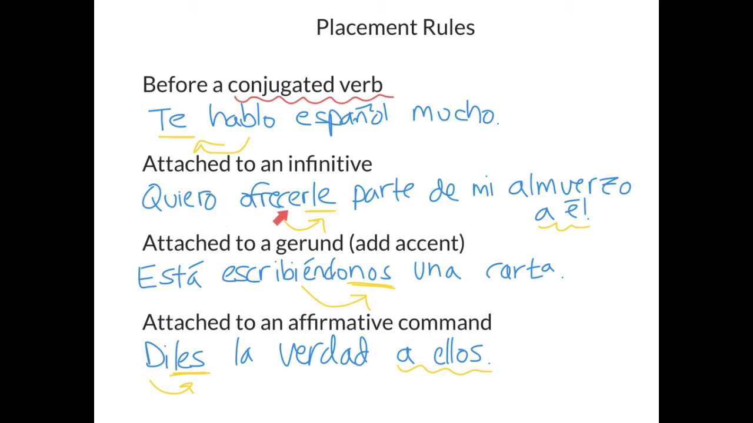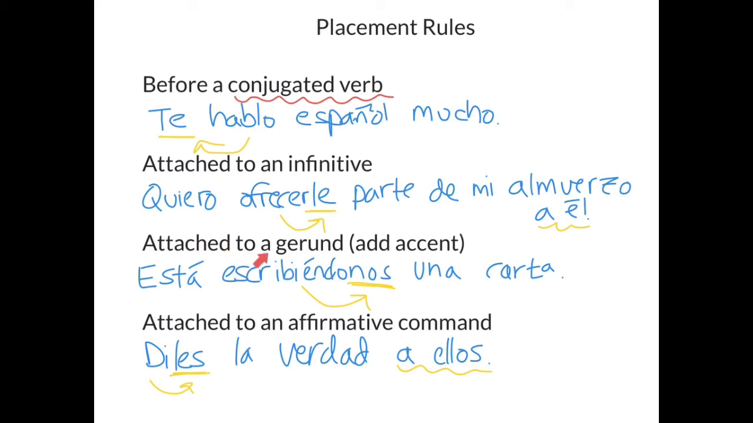So, "quiero ofrecerle parte de mi almuerzo a él." Now, ofrecer, again, is an infinitive. Le would be our IOP, so the two are connected as a single word. I want to offer part of my lunch to him. We know the le refers to him because of the indirect object also being included.